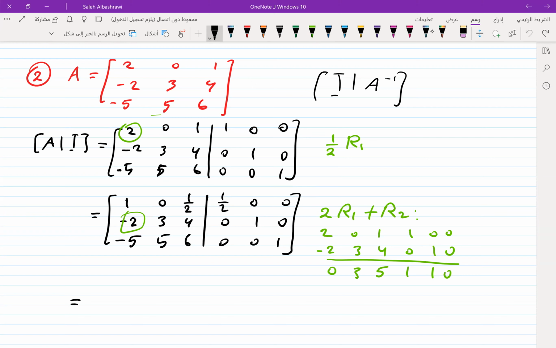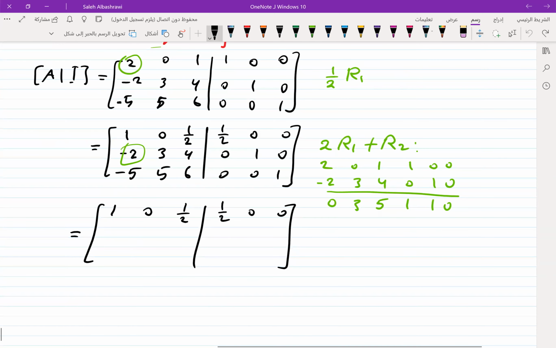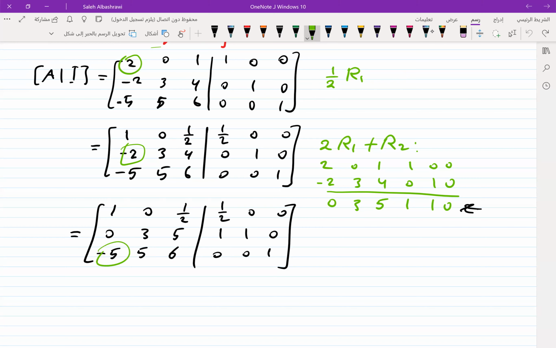So the new matrix will be 1, 0, 1 half. The new row will be this one now. This is R2, that is 0, 3, 5, 1, 1, 0. Third row, it is minus 5, 5, 6, 0, 0, 1. Next step, I need to make this equal to 0. So multiply the first row by 5, that is 5 R1 plus R3.